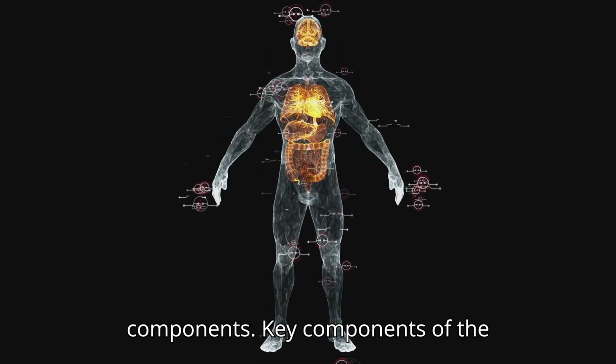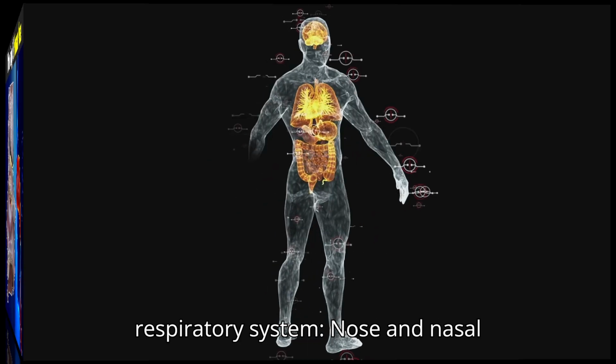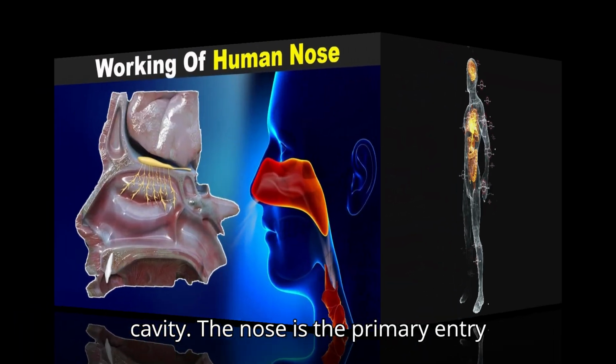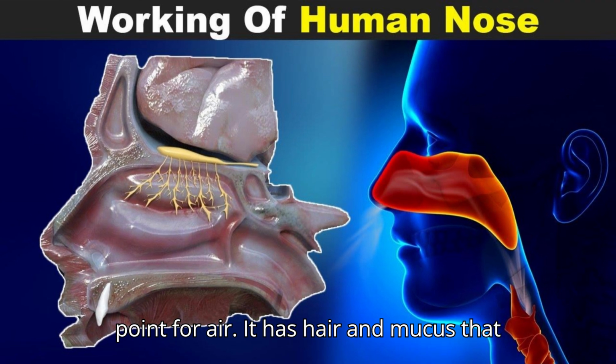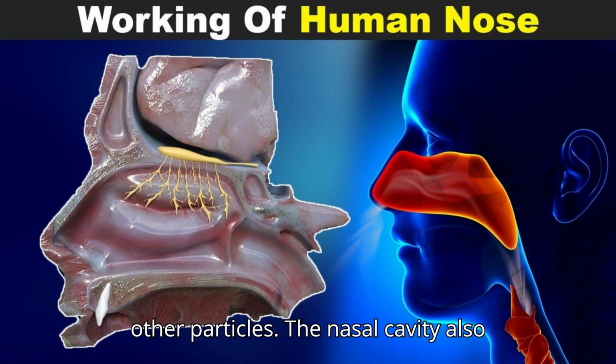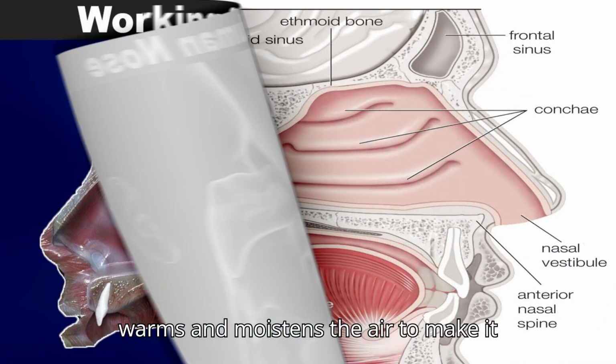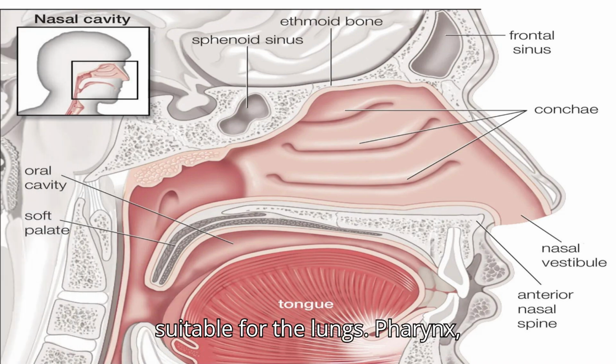Key components of the respiratory system. Nose and nasal cavity. The nose is the primary entry point for air. It has hair and mucus that filter out dust, bacteria, and other particles. The nasal cavity also warms and moistens the air to make it suitable for the lungs.